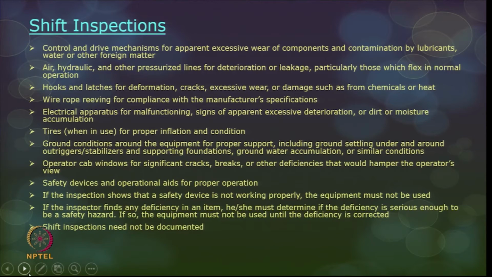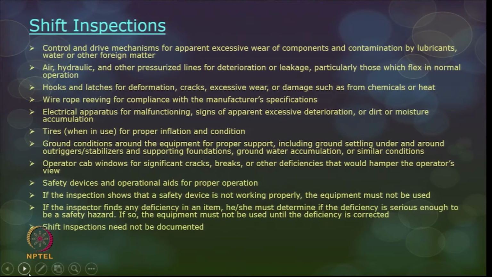Hooks and latches are primarily inspected for any deformation, cracks, excessive wear or damage due to chemical or heat. Wire ropes should also be checked with respect to manufacturer specifications. Electrical apparatus should be checked for malfunctioning, signs of apparent excessive deterioration, dirt or moisture accumulation. Tires, if there are any, should also be checked for inflation and condition. When the tires are under-inflated, then obviously an overturning of the crane can happen.